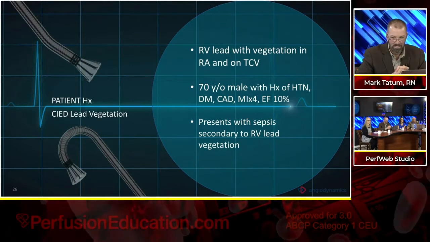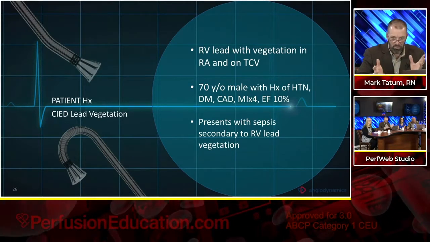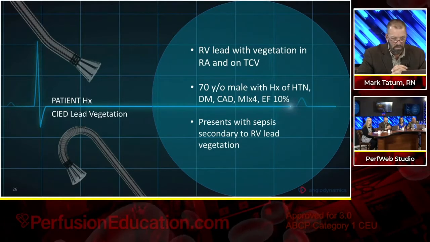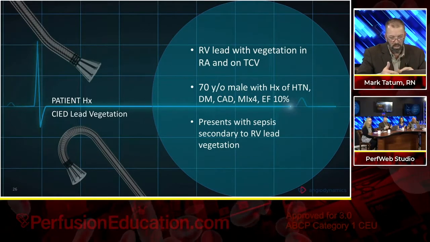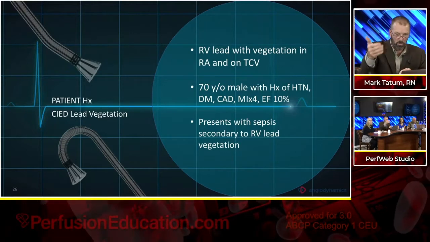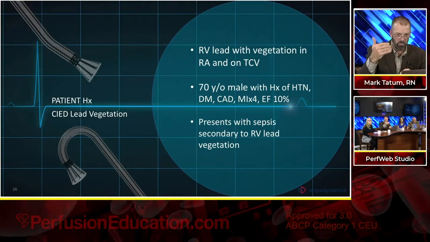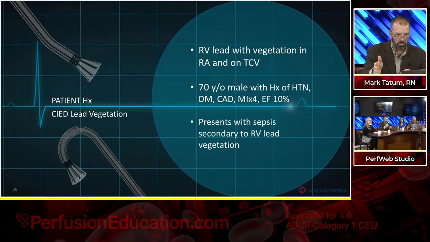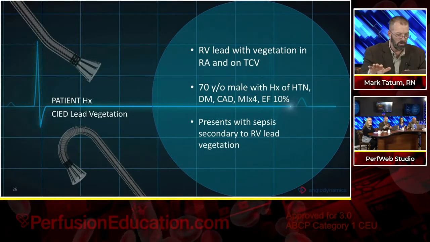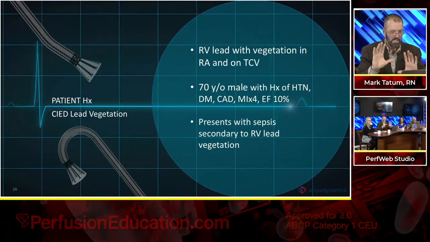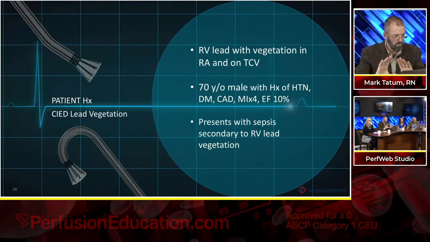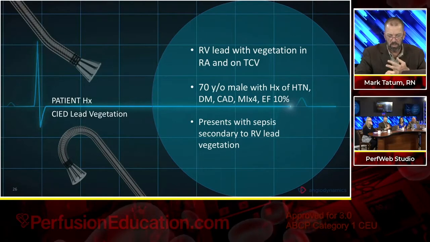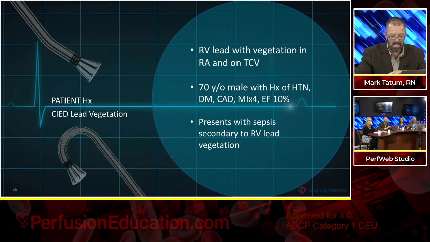Thank you, Joe. So, right ventricular lead with vegetation in the RA and on the tricuspid valve. On this one, I'd like to know for our case discussion, if you saw this presentation, RV lead vegetation, 70-year-old male, hypertension, diabetes mellitus, coronary artery disease, MI times 4, and EF at 10%, presents with sepsis secondary to RV lead vegetation. If you're looking at this, what are you looking at? What are your concerns? What are your questions that you'd like to have answered before you proceed with any kind of therapy?